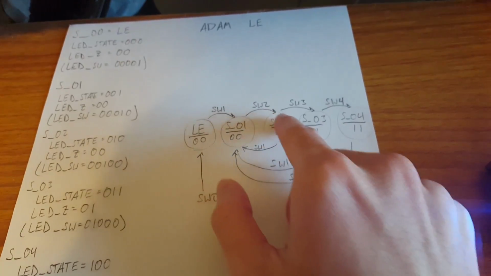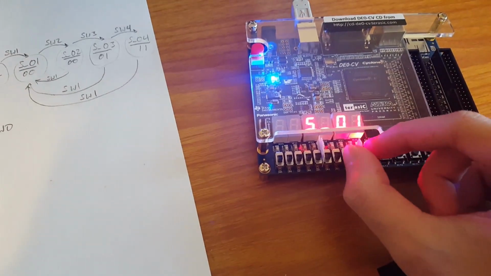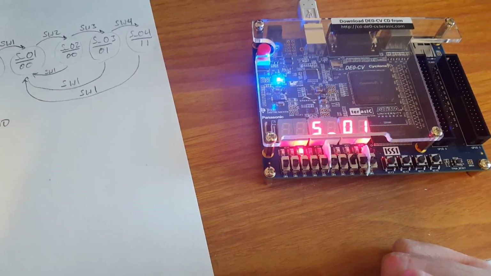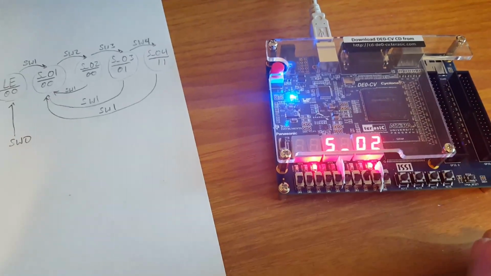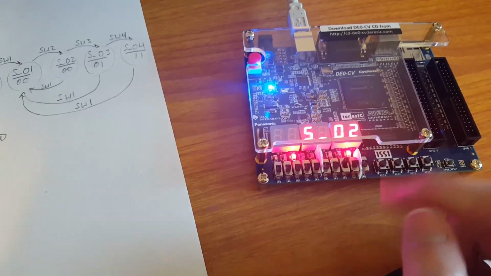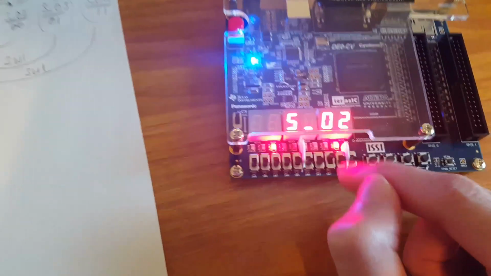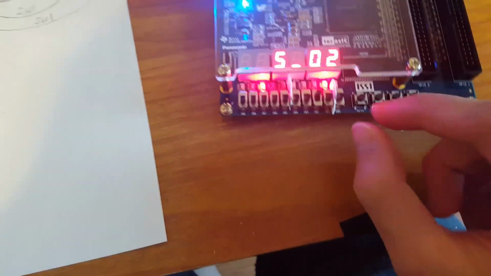Next, we will transition to state 2 with the input of switch 2. When we turn on switch 2, we see that the corresponding LED for switch 2 turns on, and when we clock, we see that the machine does transition into state 2 as denoted by the hex as well as the LED states, which show 010.